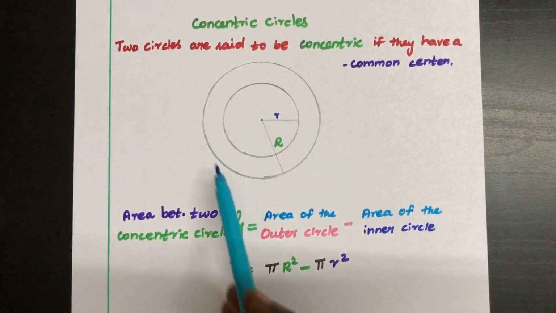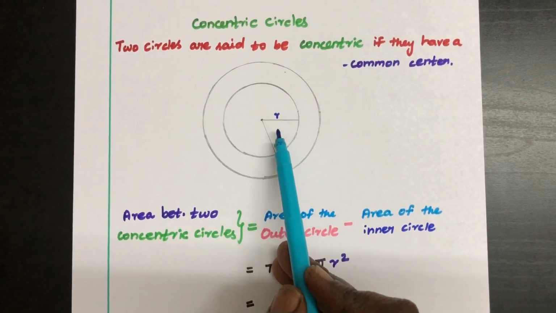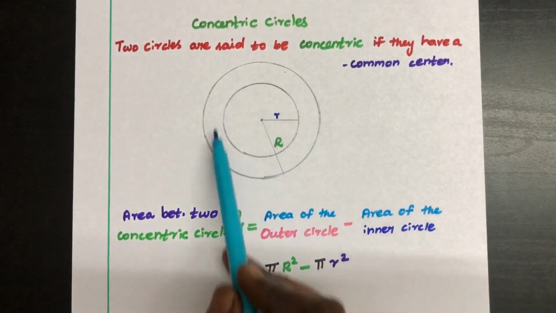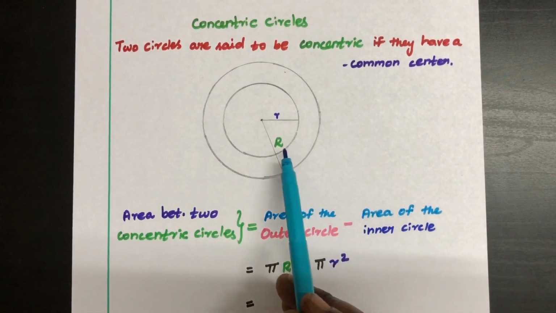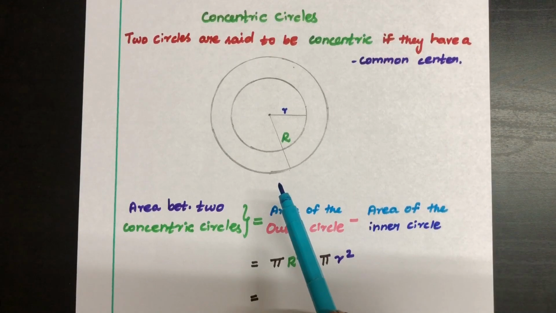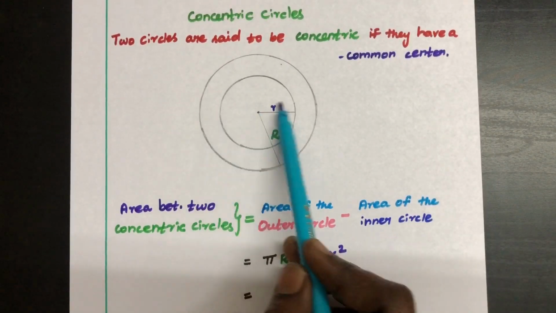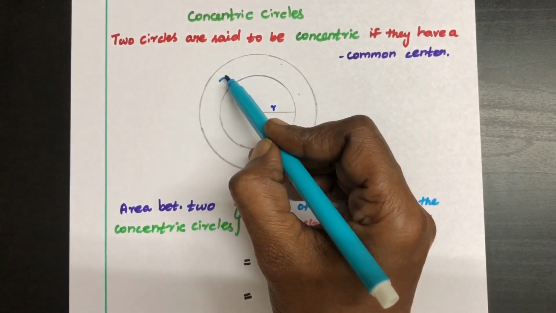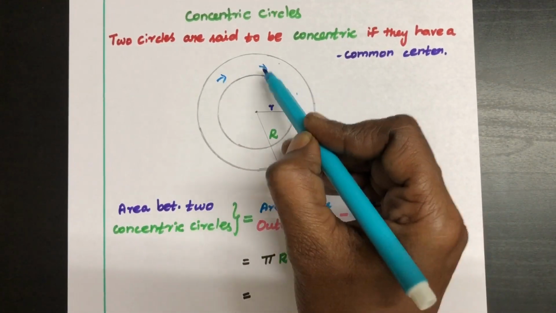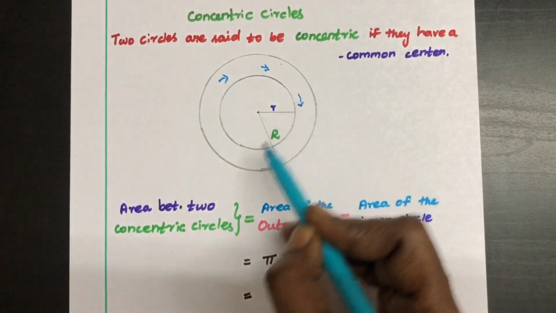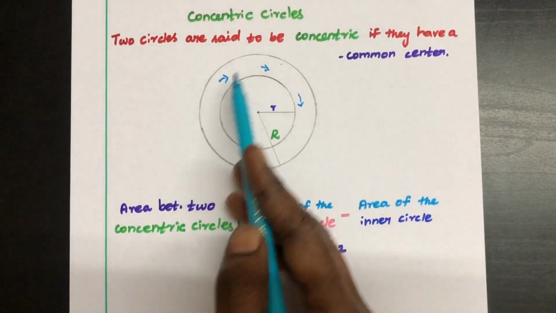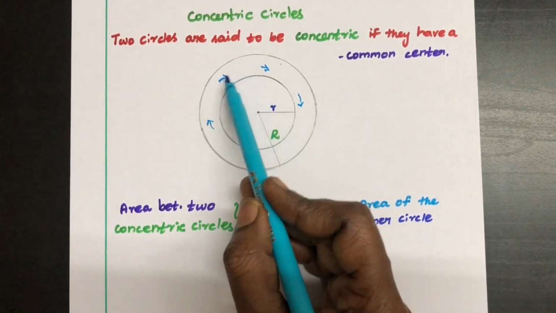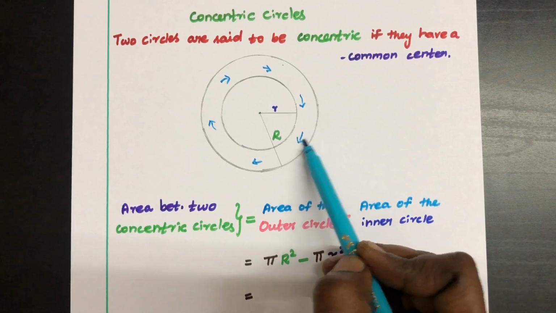Concentric circles. Two circles are said to be concentric if they have a common center. See, using a common center, if you draw two or more circles, that is called concentric circles. Now we are going to find the area between two concentric circles. That means this portion. If you want to know the area of this portion alone, it is very easy, right? Area of the outer circle minus area of the inner circle. If you subtract the areas, you will get only the area of this portion.